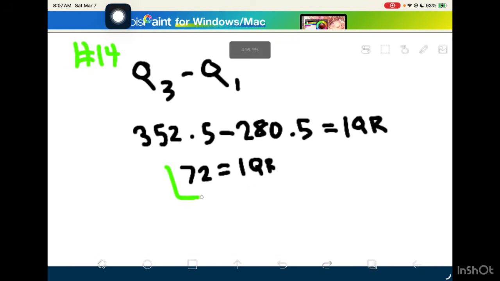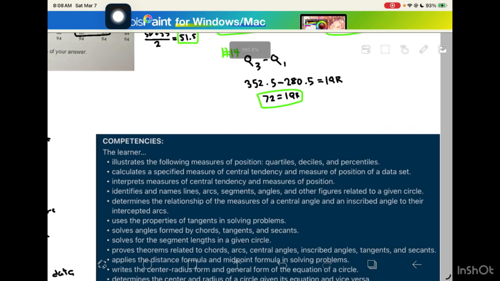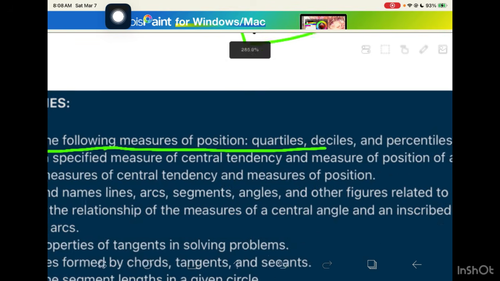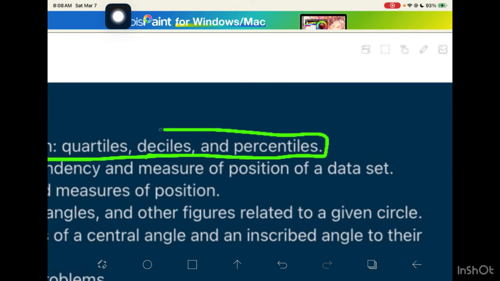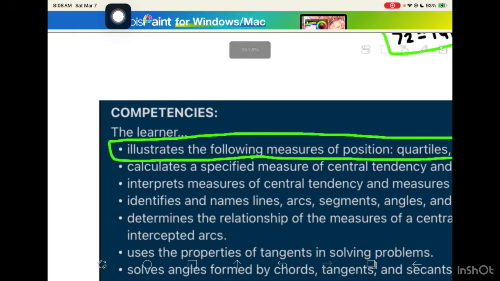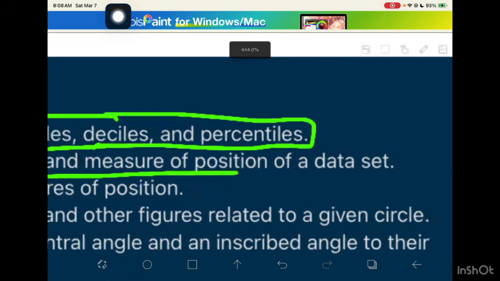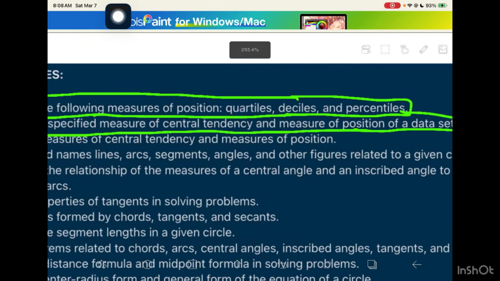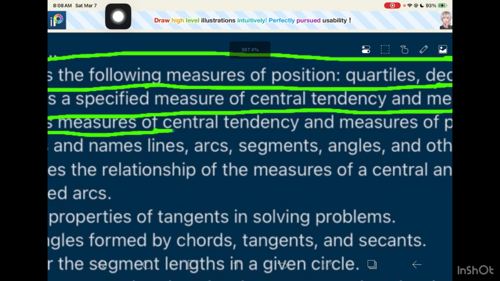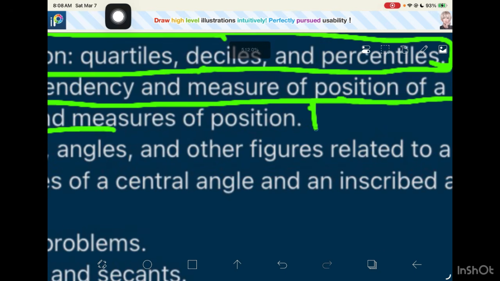Okay, all right, let's see. Go back to layer 1 to check. So we illustrated the following measures of position, all of them, because we used them. We also calculated the specified measures of position of data. We interpreted it in number 9. So, okay, that's the first page done.